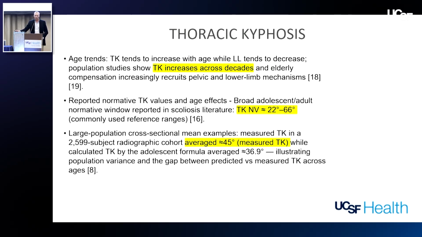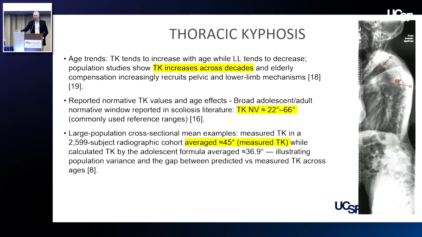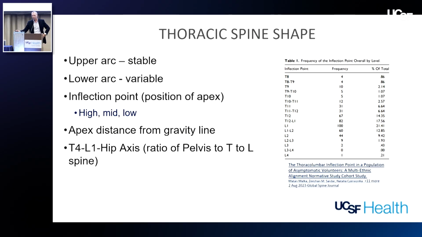Average maybe 45, but there's a huge range from 22 to 66 degrees. But there's different shapes. There's high thoracic kyphosis, there's lower thoracic kyphosis, and there's different inflection points where the lumbar spine goes into the thoracic spine. And typically the upper arc tends to be stable, lower arc is variable.